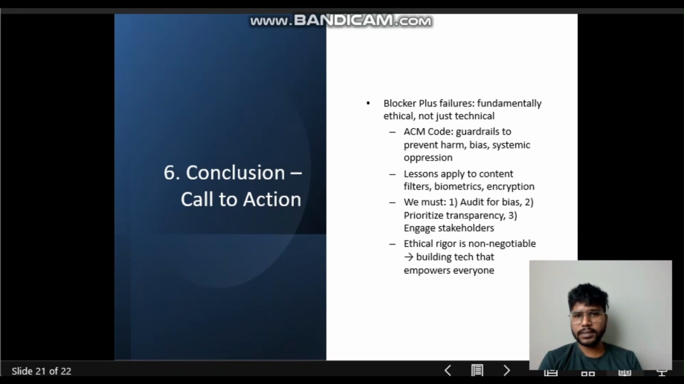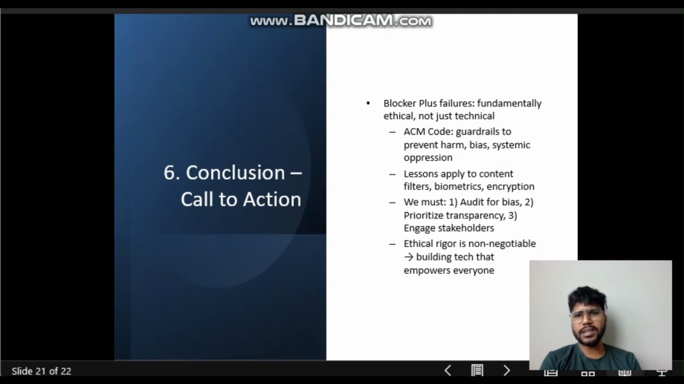So here are the conclusions. Let's return to the Blocker Plus once again. It's a failure. It wasn't technical, but it was ethical. The ACM Code of Ethics exists to prevent such harms, urging us to ask who benefits, who is excluded, and what unintended consequences might arise. The lessons here apply universally, whether designing content filters, biometric systems, or encryption tools.